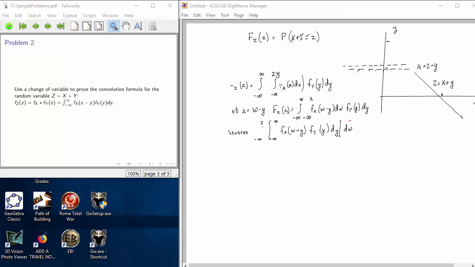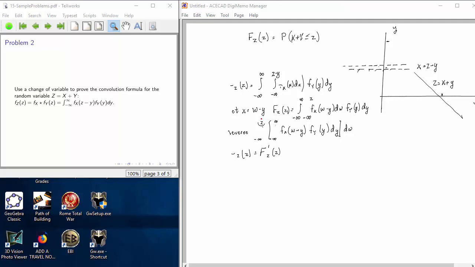But I'm not interested in capital F. I'm interested in little f, which is the derivative of capital F with respect to its argument. Remember back in your first calculus course when you were doing a derivative with respect to a limit of integration? What's the rule?